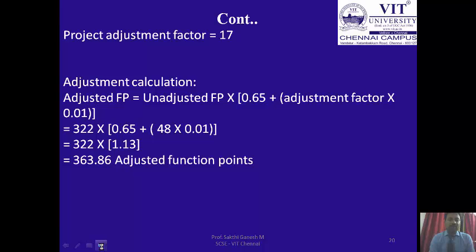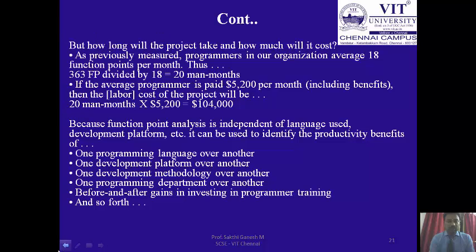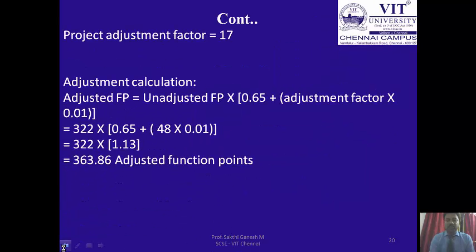We have a common formula for the adjusted function point: analysis function point times (0.65 plus adjustment factor times 0.01). The 0.65 is a constant calculated by comparing many projects, and 0.01 is also a reference value taken from many projects. By comparing them, they finalized these values.